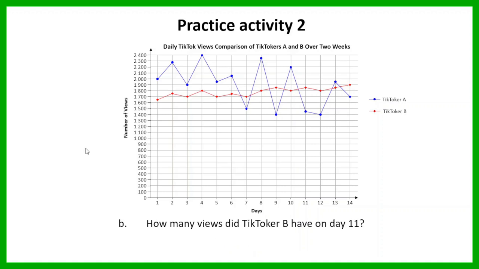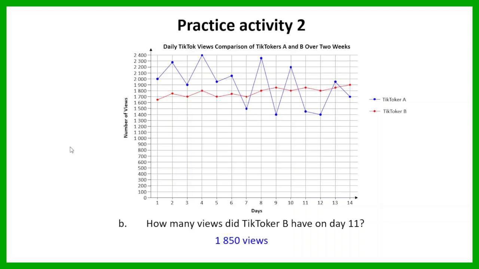Then the next one, how many views did TikToker B have on day 11? So day 11 over here, TikToker B was the red one. So that's this one. It's halfway between these two lines. So those two lines are 1,800 and 1,900. So it's halfway between that. So that would be 1,850 views.